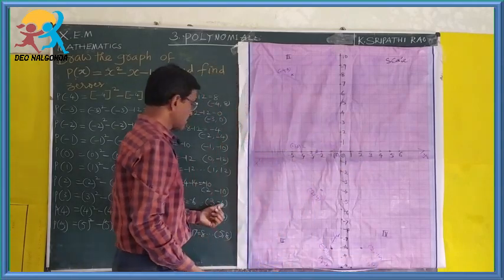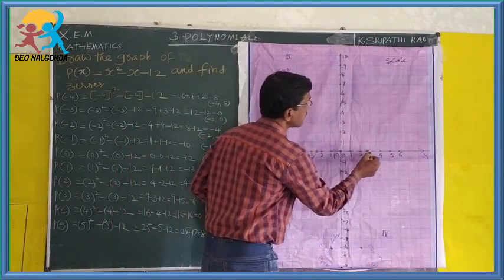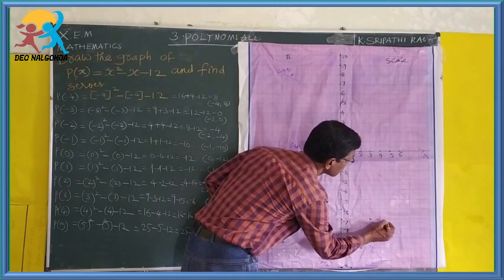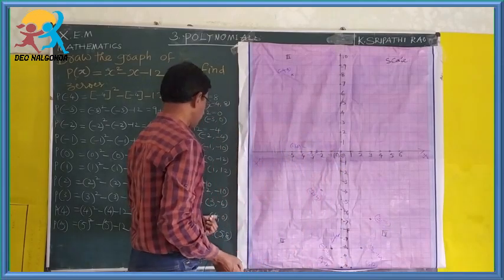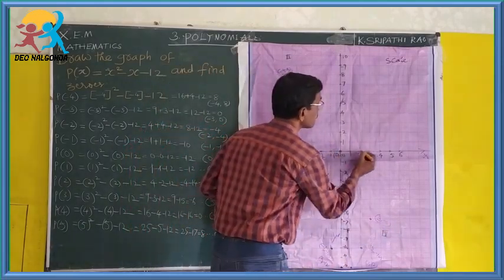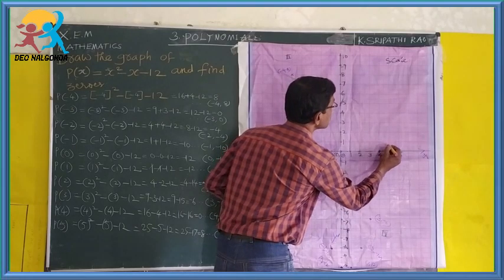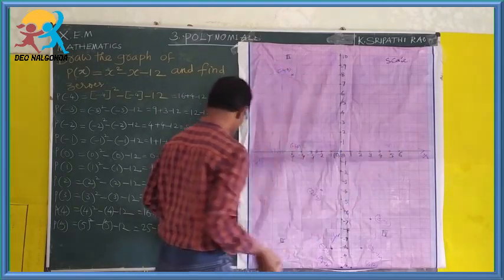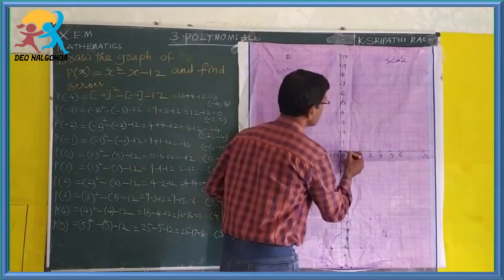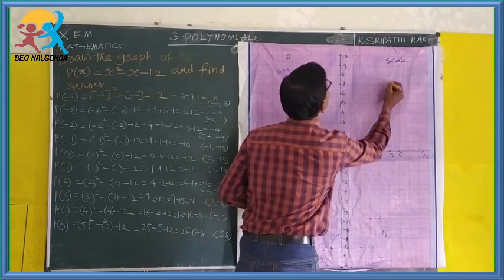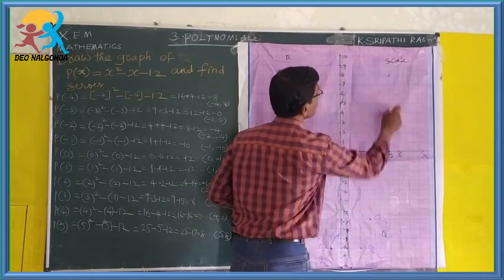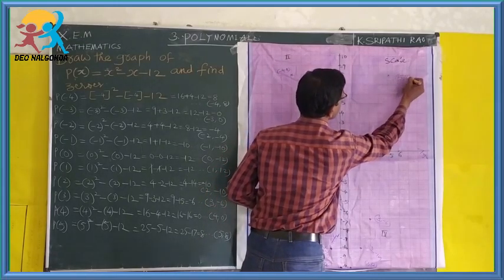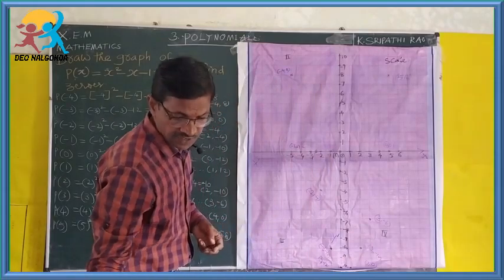Next 3 comma minus 6: 3 units forward, 6 units downward here. This is 3 comma minus 6. 4 comma 0: 4 units forward, 0 means there only, should not move anywhere. 4 comma 0, this point here only. 5 comma 8: 5 units forward and 8 units upward. This is 5, this is 8, 5 comma 8. So I have plotted all the points.